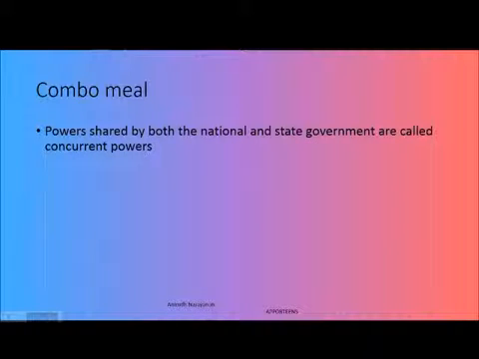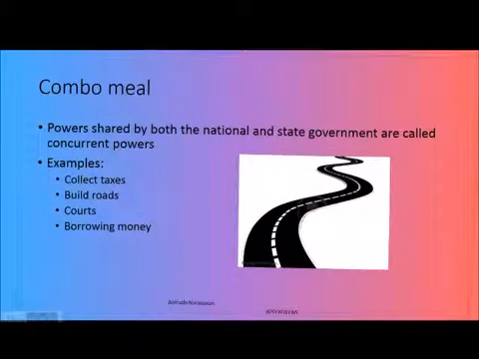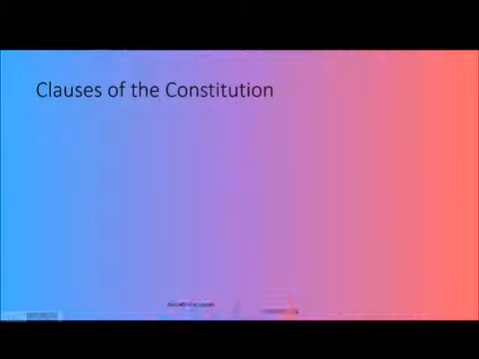And then the combo meals, your combinations. Powers shared by both the national and state governments are called concurrent powers. Some examples of concurrent powers include collecting taxes, because you have state taxes and federal taxes, building roads, because there are national roads, state roads, local roads, courts as well, and borrowing money. Alright, but let's throw away that napkin.